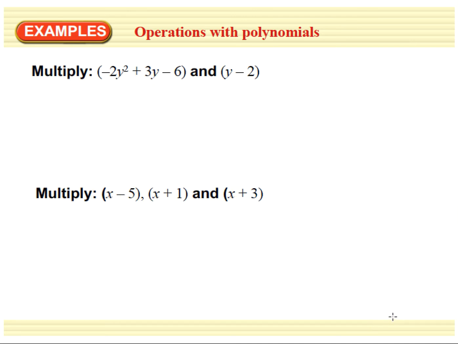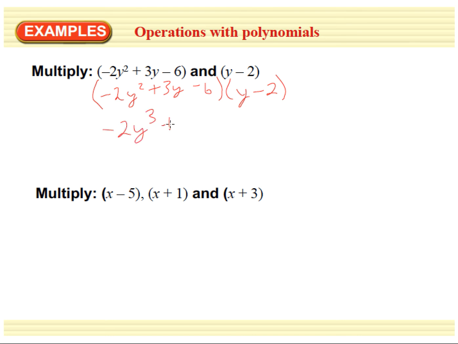All right, let's go to the next one. We're going to do some multiplication now. So negative 2y squared plus 3y minus 6 times y minus 2. We have to multiply everything in the first set of parentheses by y.